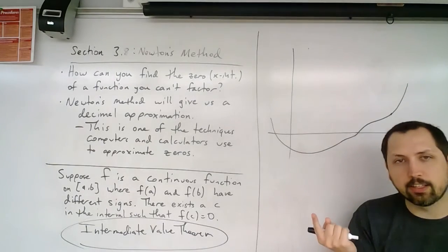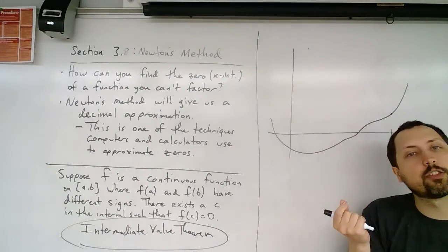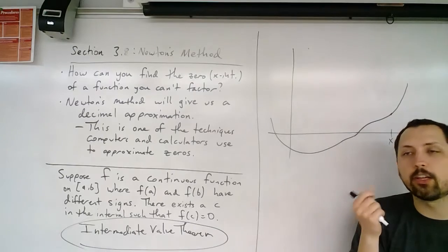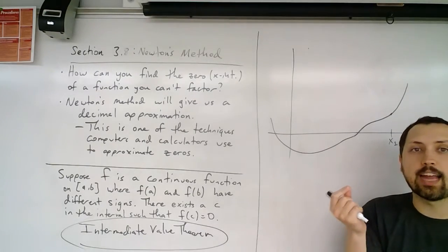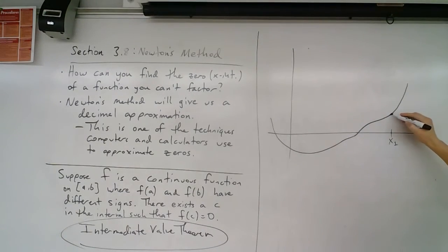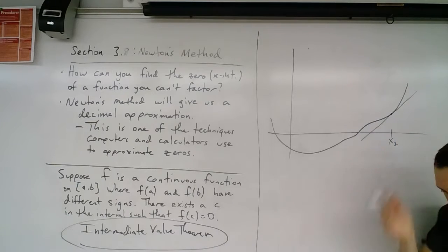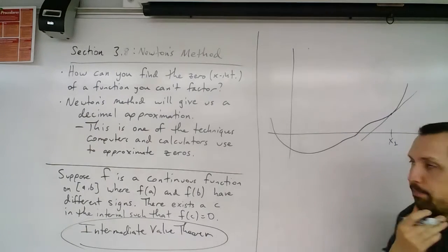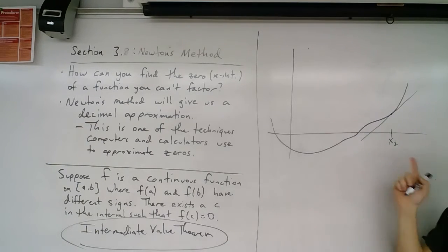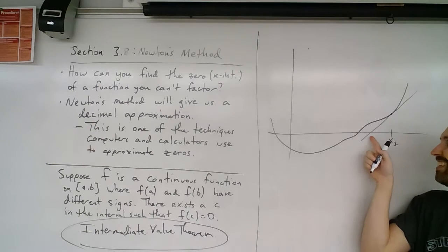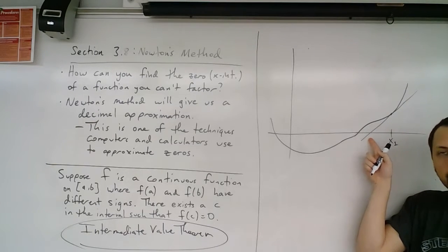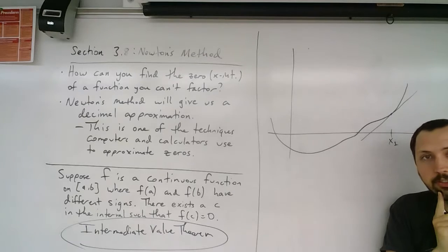But because we're in calculus class, we now know a little something extra. We know how to find the equation of the tangent line at a point. So if we look at the tangent line at this point, let's say this is the equation of our tangent line. Notice that this x-intercept is kind of close to the zero we want, so that's a better approximation.